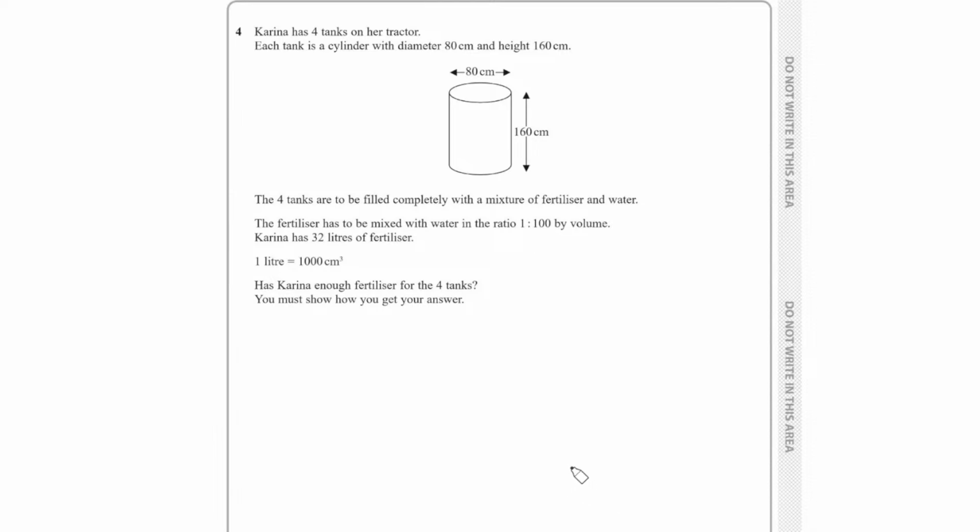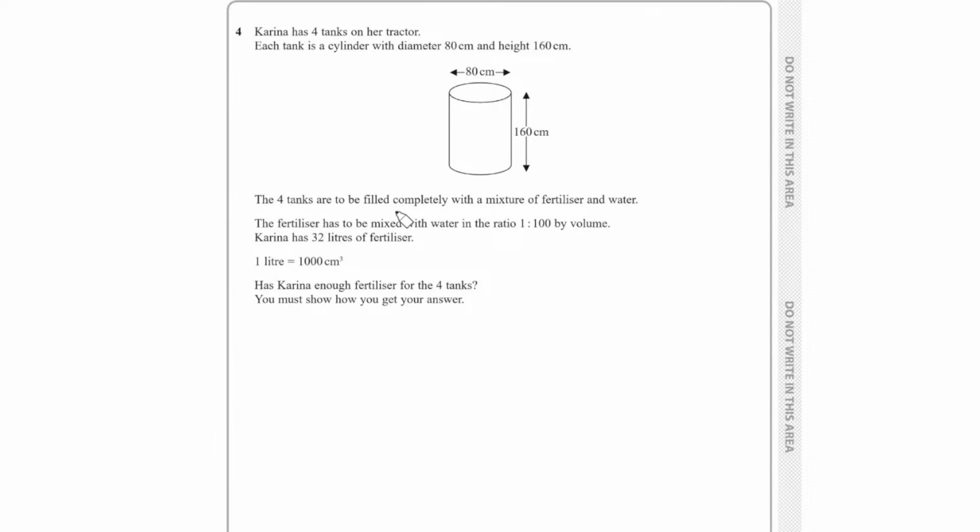Now, I've seen a lot for paper 3, there's normally at the start some kind of 3D shape, whether it's volume or surface area, but actually when there's a context. So see here we've got a storyline behind it as well. That's quite common. So Karina has 4 tanks on her tractor. Each tank is a cylinder with diameter 80 centimeters, so just be careful, that is the diameter, not the radius, and height 160 centimeters.